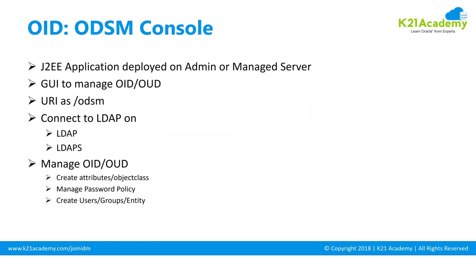So with this ODSM, you can pretty much do all the configuration for OID, as well as the configuration or management of objects. You will do it through this ODSM, Oracle Directory Service Manager. So you create attributes, object classes, password policies, users, groups, any entity. All of this we are going to look at here today. So this is all about ODSM in a nutshell.